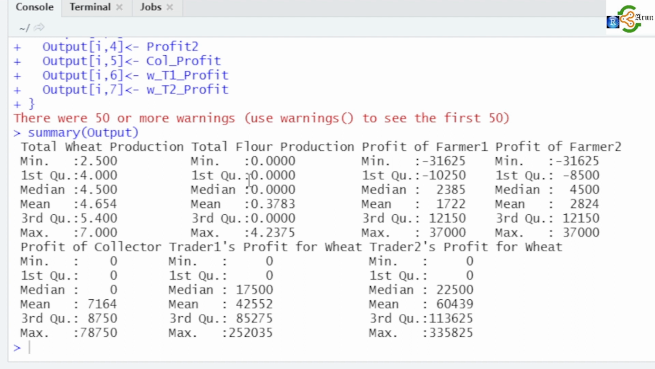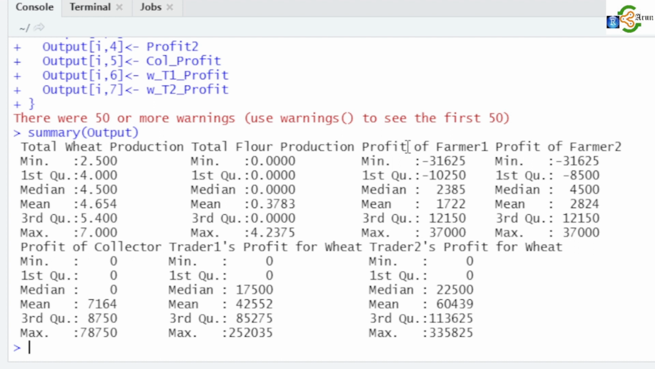What about the flour production? You can see here the maximum flour production is 4.23 metric ton wheat flour, and at minimum it's 0. For the profit for the farmers, it is the same as previous. The minimum, the maximum loss is 36,625 rupees, and the maximum profit is 37,000 rupees. Okay, for the farmer two, same.